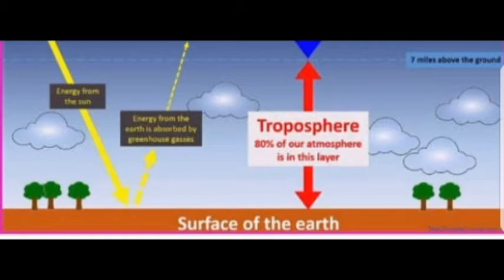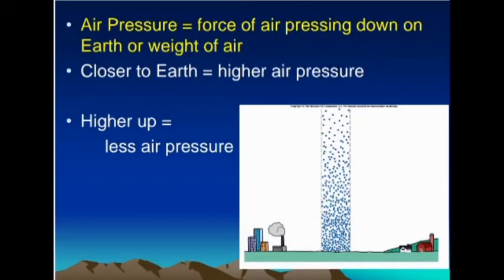It is very thick and it consists of most of the oxygen, which is very essential for all the living beings on the earth. Children, you already know what is air pressure. The pressure exerted by the air on the surface of the earth is called air pressure, or weight of air in simple words. Closer to the earth, higher air pressure. Far away from the earth, less air pressure. So in this layer, air pressure is highest, and in this layer, air moves both vertically and horizontally.